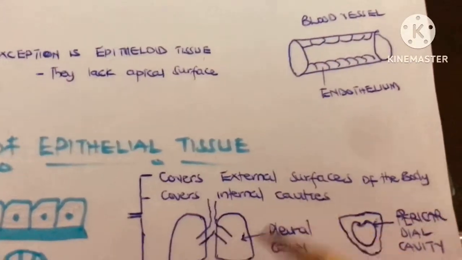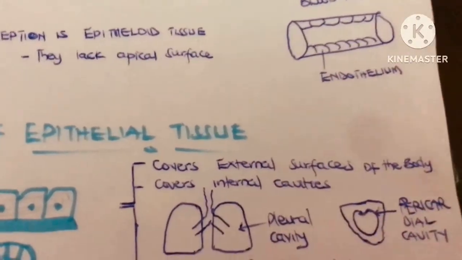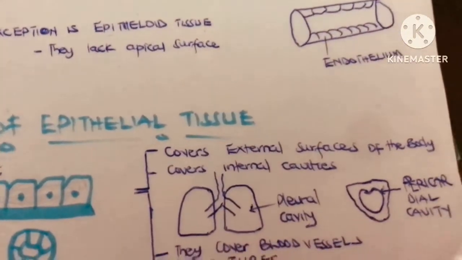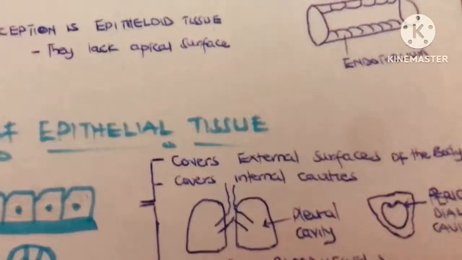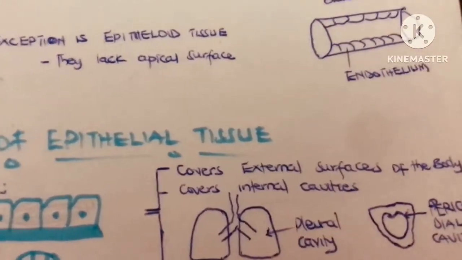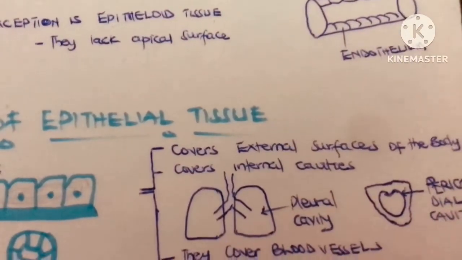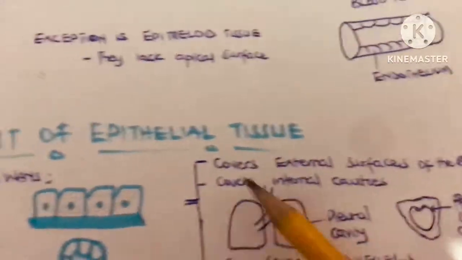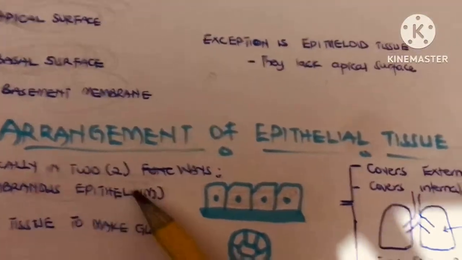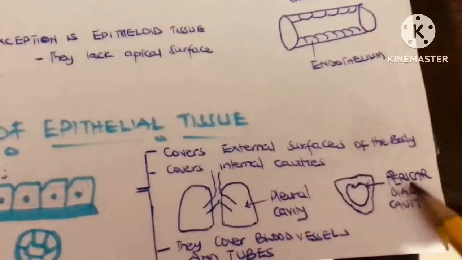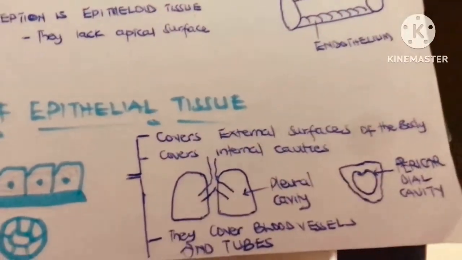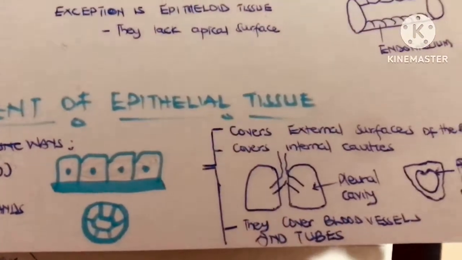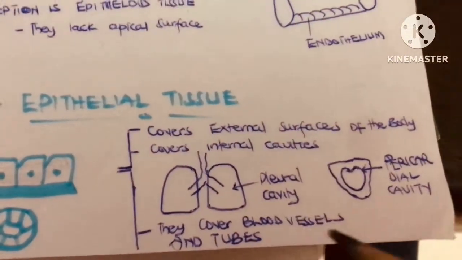They also cover the internal cavities. Internal cavities like the pleural cavity, where you can find your lungs, the one that helps you in breathing. You understand? That cavity is being lined by the membranous epithelium. For example, the pericardial cavity too, it is being lined by this membranous epithelium.